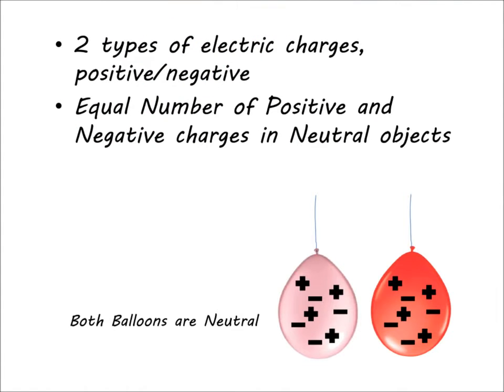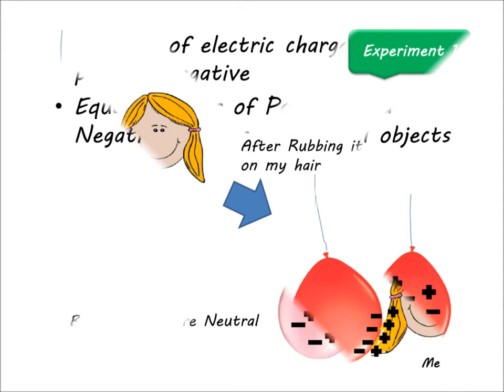Now let's investigate the three experiments that we saw together. The reason of all these happenings was electric charges, which have two types, positive and negative. Naturally, all objects have an equal number of both charges, and in this case we call them neutral. For example, at the beginning of experiment 1, we started with two neutral balloons. Let's revisit what happened in this experiment.